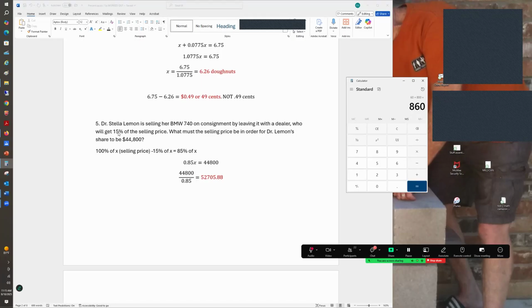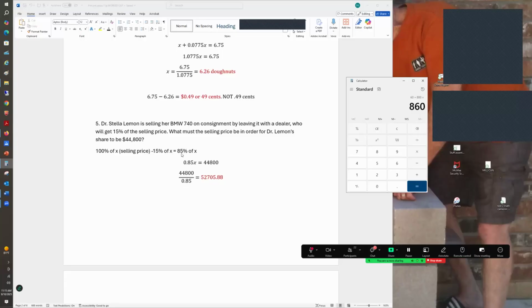And in particular, it's not simply adding 15% of 44,800, add that to that, because that would be the amount that the auto seller would get at 15% of that. And the auto seller doesn't get 15% of that. He gets 15% of the selling price. Oh boy. So 100% of X, which is the selling price, we don't know, minus 15% of X. Believe it or not, that's 85% of X.